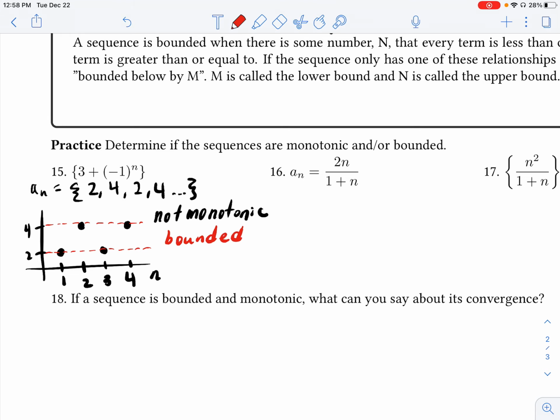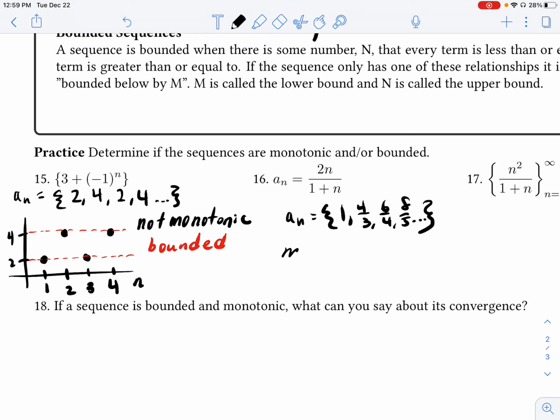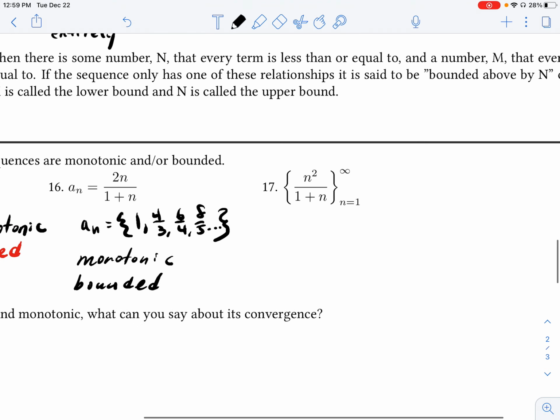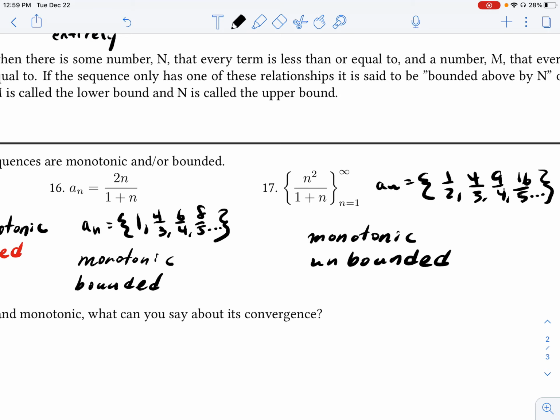Okay. So I would encourage you to pause the video and try number 16 and 17. Maybe write out the next couple of terms and see whether or not these sequences are bounded and whether or not they are monotonic. Now, really quickly, let me just write the solutions here just so we have something to reference as we move on to the final part of our discussion. But this would look something like this. And we would say that this sequence is monotonic and this sequence is bounded. For number 17, this sequence would look like this: 1/2, 4/3, 9/4, 16/5, and so on. This sequence is monotonic. It's going to continue to increase. It'll never decrease again. But this sequence is unbounded, meaning there doesn't really seem to be an upper bound or an upper limit. It just continues to increase.